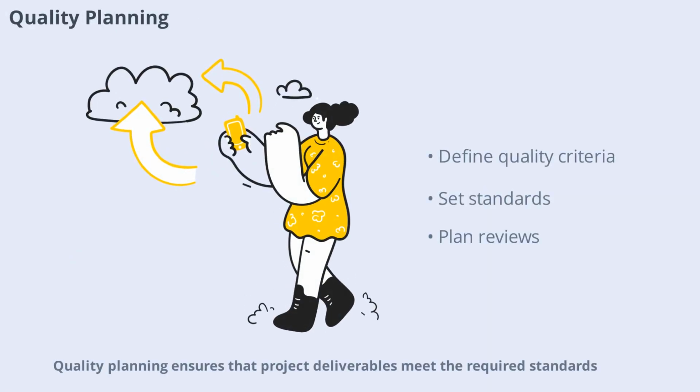Quality planning ensures that project deliverables meet the required standards. By defining quality criteria during scoping, you set clear expectations for the team. Quality planning includes identifying metrics, standards, and review processes. Let's explore how to integrate quality planning into your project scope.